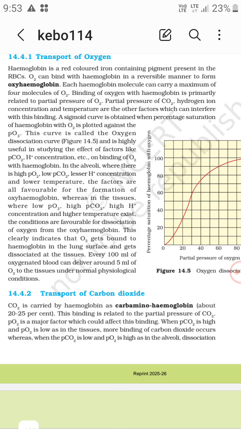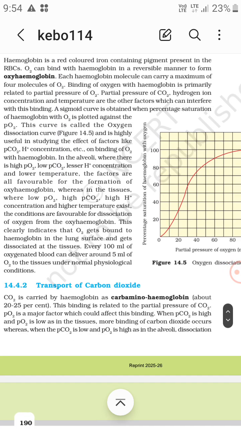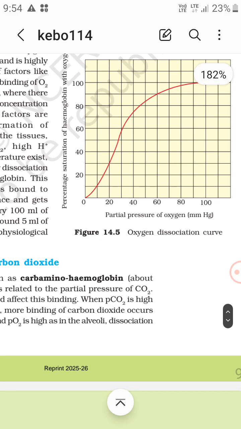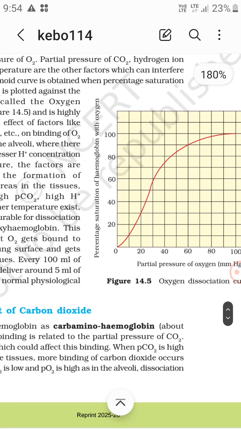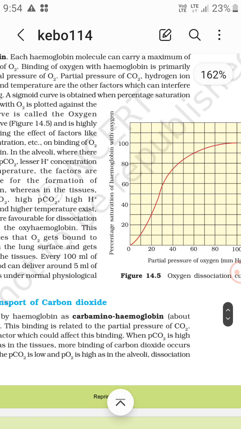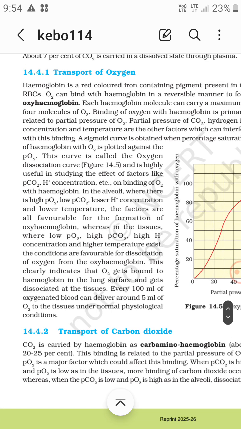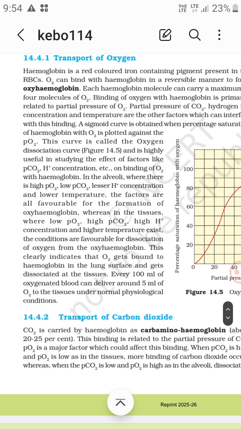A sigmoid curve is obtained when percentage saturation of hemoglobin with oxygen is plotted against the PO2. You can see on the x-axis it's the partial pressure of oxygen, and on the y-axis it's the percentage saturation of hemoglobin with oxygen. This curve is called the oxygen dissociation curve and is highly useful in studying the effect of factors like PCO2 and H+ concentration on binding of O2 with hemoglobin.